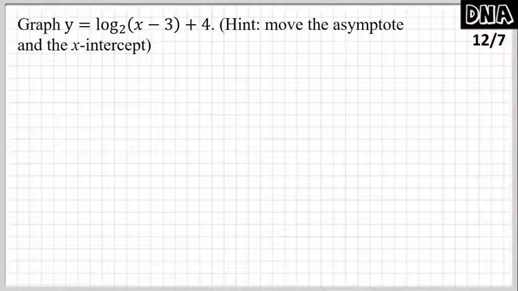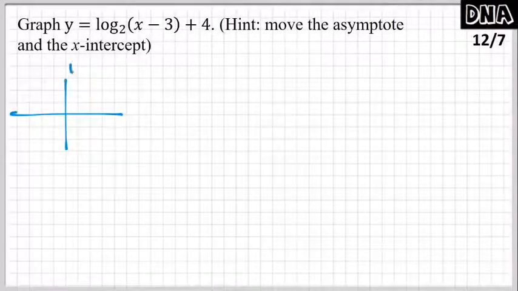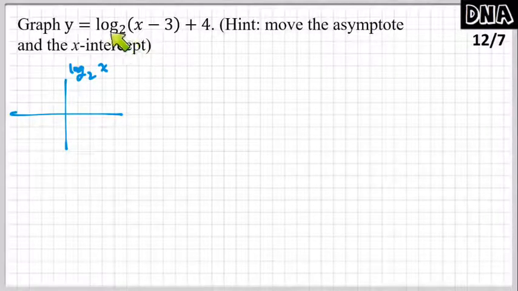Let's grab this one. Let's see here. First, let's look at that mother function, shall we? We shall. Because this is a log base 2, I'm calling log base 2 of x the mother function for this. This guy is a child. Here's the mother function. Okay, so how do you graph logs?